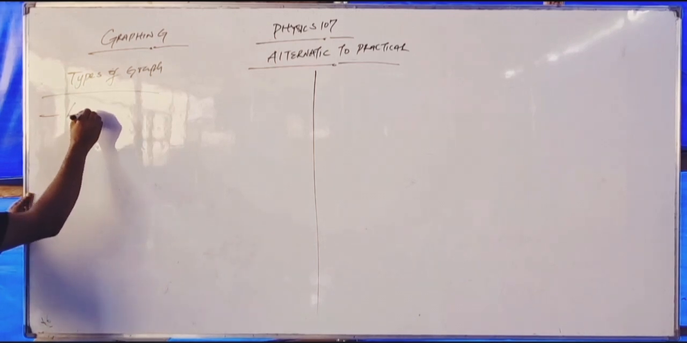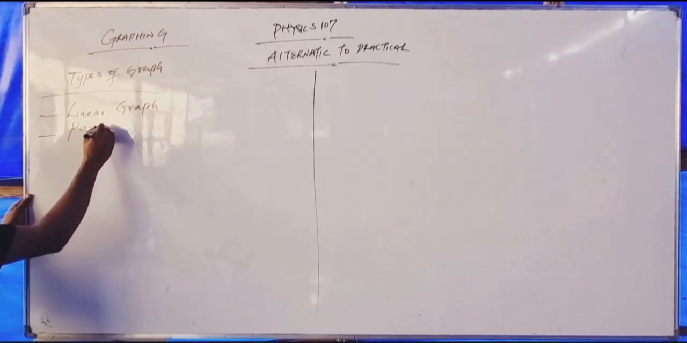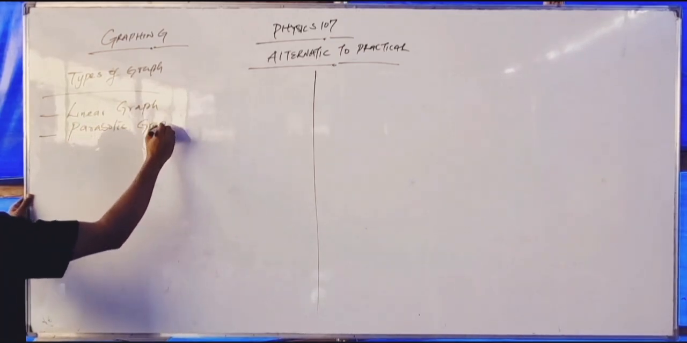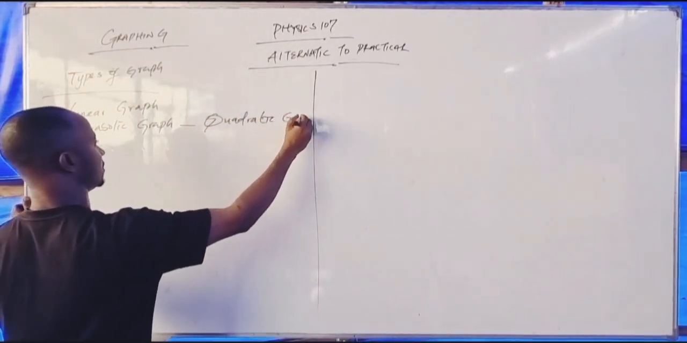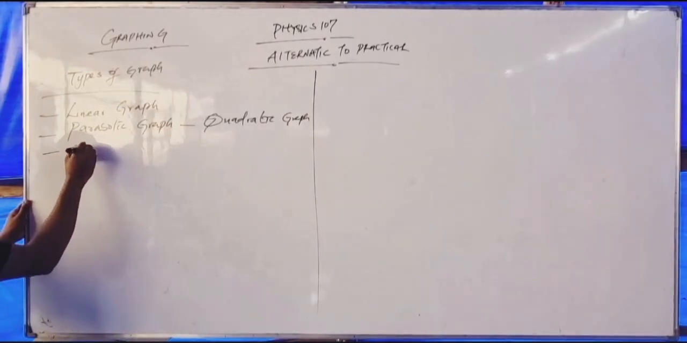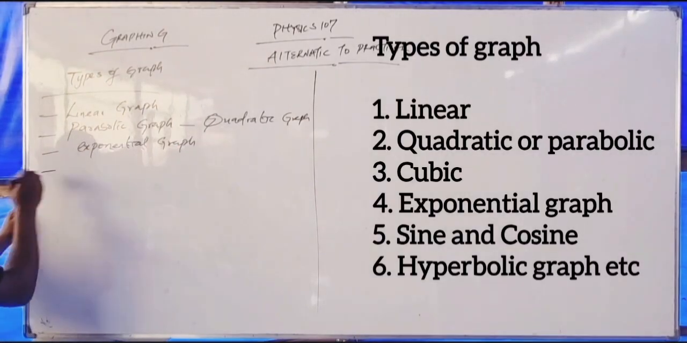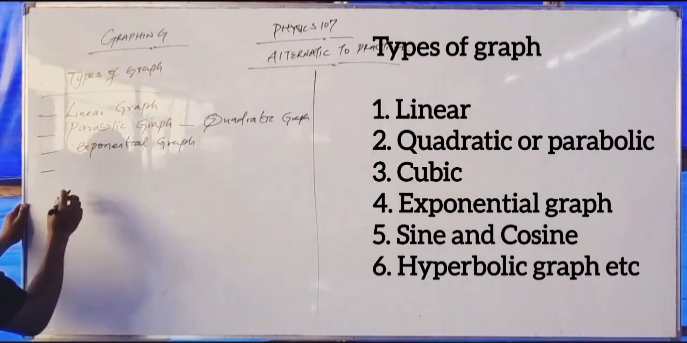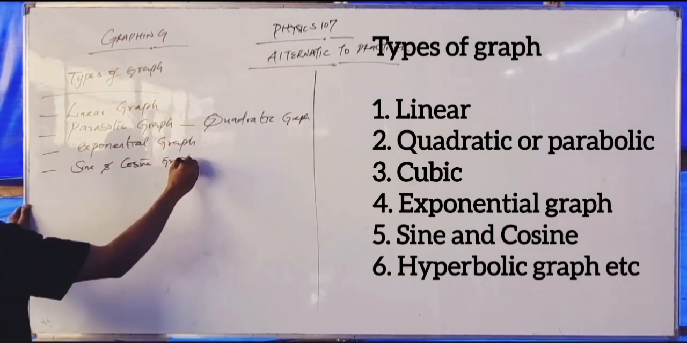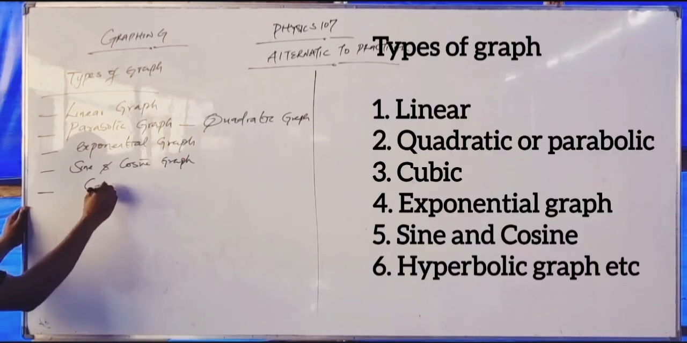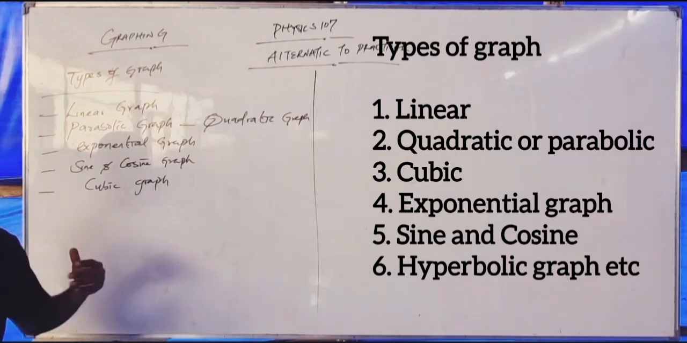The first is the linear graph. Second, we have the parabolic graph, which is also called the quadratic graph. We have the exponential graph. We have the sine and cosine graphs. We have the cubic graph. All of these graphs are important in mathematics and in physics.